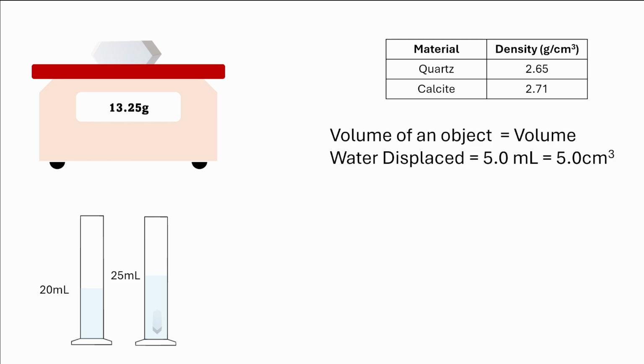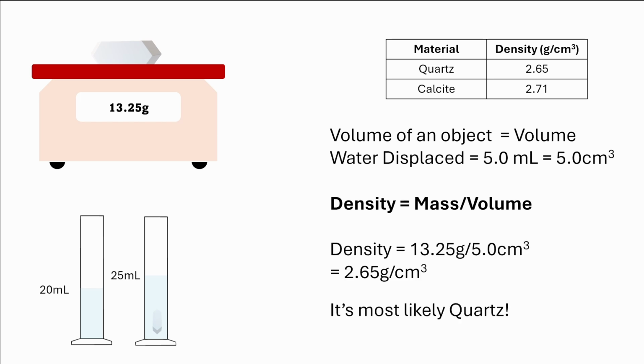And so the volume of the object is equal to the volume displaced, or the volume of water displaced, which is around 5 milliliters. And what we need to know is that a milliliter is actually equal to a centimeter cubed. That is a definition, and it's a very important definition for unit conversions in terms of volume. And we know the mass is 13.25, so we can find our density by taking our mass divided by our volume, and we get 13.25 divided by 5 centimeters cubed. We end up getting a density of 2.65 grams per centimeter cubed. So luckily for us, it is most likely quartz.